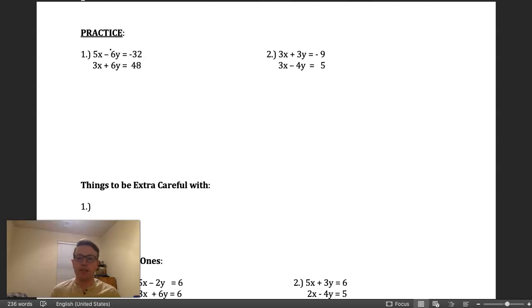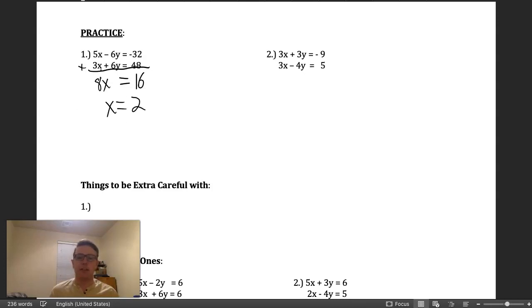How are we going to do this? Well, we need to make sure our coefficients are equal and opposite. And we have a minus 6y and we have a plus 6y. So we're all good to go. Next thing, we're going to add across the rows. So 5x plus 3x will give us 8x. 6y minus 6y will leave us with nothing, so we'll leave nothing. And minus 32 plus 48 will give us 16. So we're left with 8x is equal to 16, or x is equal to 2.